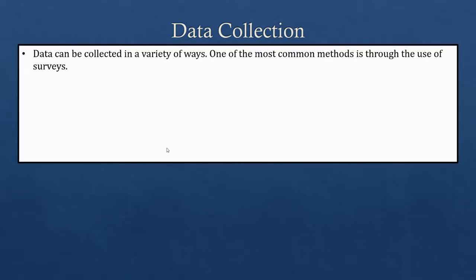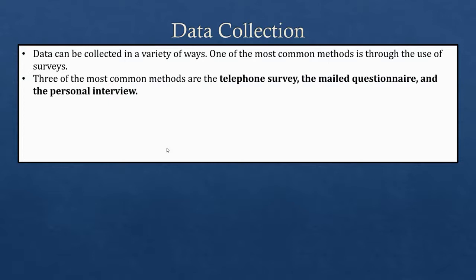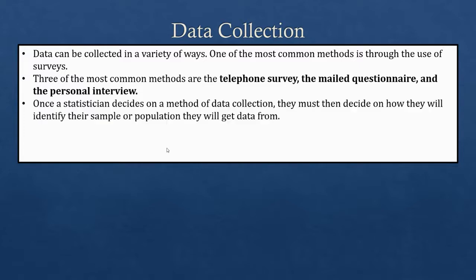All right, so now we're going to talk about how we collect data. So we know how to classify it once we set up what we were looking for, but how we collect data is important. Data can be collected in a variety of ways. One of the most common methods is through the use of surveys. Three of the most common methods are the telephone survey, mailed questionnaire, and the personal interview.